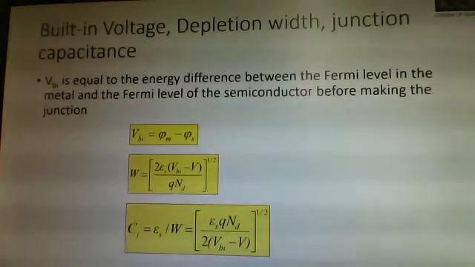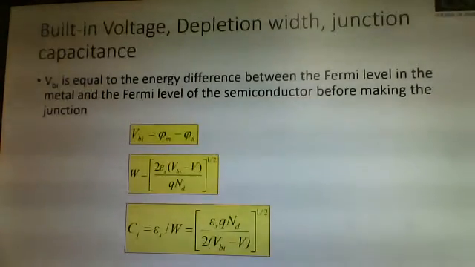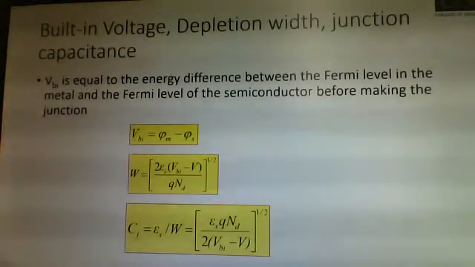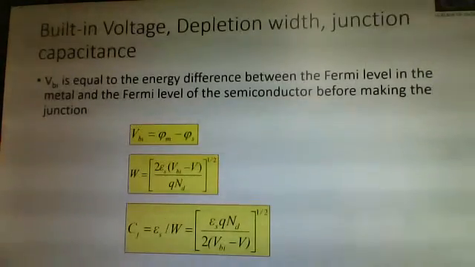If the junction voltage is against VBI, the barrier would be reduced, and therefore the depletion region would be reduced, whereas if the voltage is enhancing the electric field in the depletion region, or adding to the built-in voltage, the depletion width would be increased.